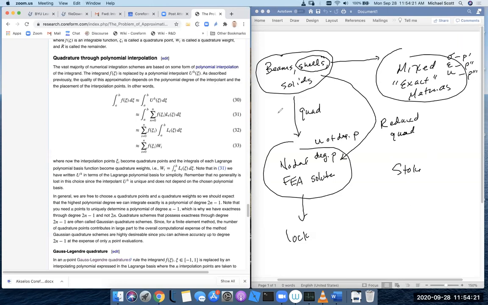So if you're looking for me to write down the exact mixed problem for membrane locking, I don't know if there's anybody in the world that could answer that question.